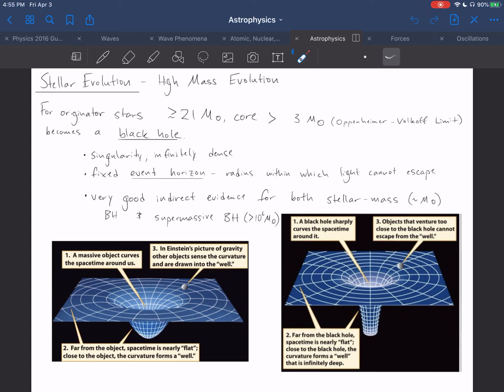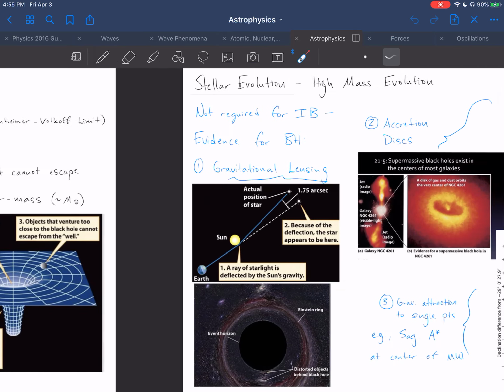There is very, very good indirect evidence for both stellar mass black holes, that is, the kind of black holes we're talking about, that result from core collapse supernova, as well as supermassive black holes. And we will discuss this here.